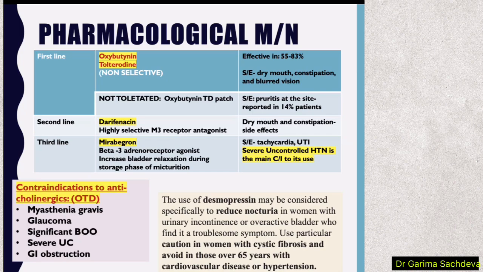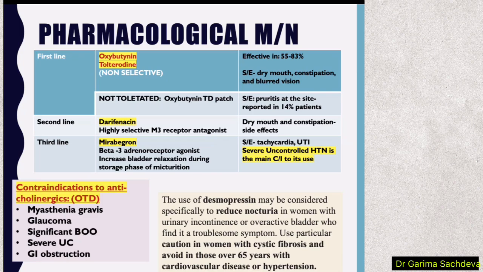Then, in case the patient has nocturia, you give desmopressin. Use of desmopressin may be considered specifically to reduce nocturia in women with urinary incontinence or overactive bladder who find it a troublesome symptom. However, you have to use it with caution in elderly patients with cardiovascular disease or hypertension, or cystic fibrosis.